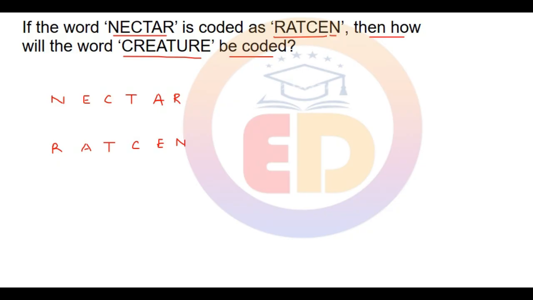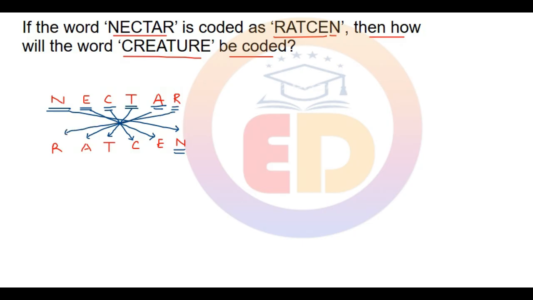Now if you observe, what they have done is the first alphabet N is written in the last place. The second alphabet E is written at the second last place. The third alphabet C is written in the third last place. The fourth alphabet T is written in the third place from the left side. Alphabet A comes at the second place, and the alphabet R comes at the first place.